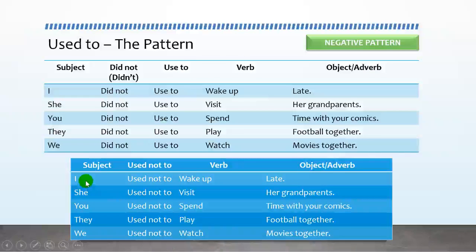However, there is also another form of the negative pattern of "used to." If you prefer not to use "did not" or "didn't," you can just add "not" after the word "used." So, "I used not to wake up late," until "we used not to watch movies together." It has the same meaning, and it's actually up to you which one you use. I prefer to use the first one because I think it is similar to the use of simple past, and it is easier for me to remember.